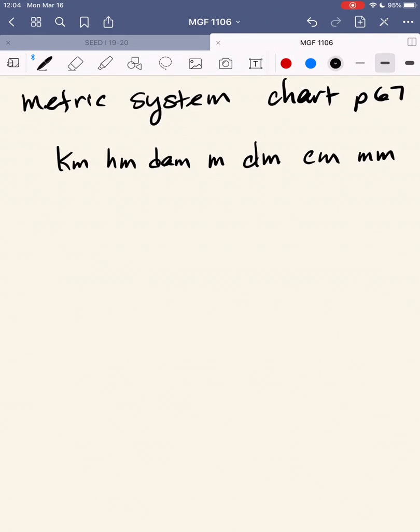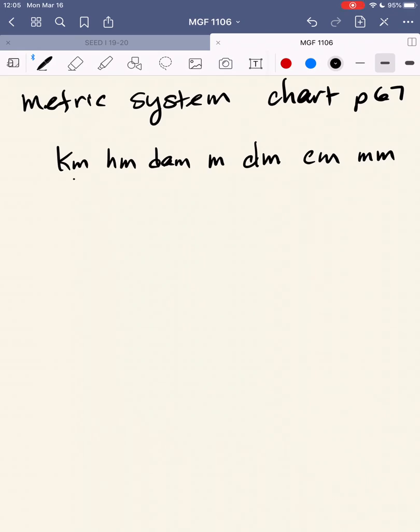Well, the best part about the metric system, and you can see a chart with it on your page 67 there, is that the metric system goes in powers of 10. If you look at the chart and their meanings here, you see everything goes down by a power of 10: 1,000 to 100 to 10 to 1, and then to decimal values. And these are the symbols that are here for it.